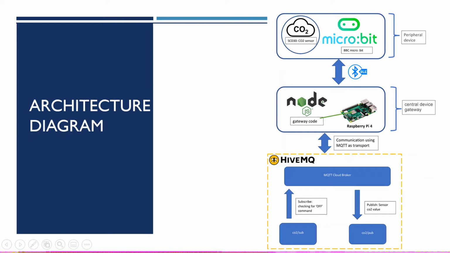Inside this MQTT broker, we're going to have two topics. One of the topics is going to be the CO2/publish topic, where we're going to publish the CO2 sensor values in hex. The other topic is the CO2/subscribe topic. This is where we are going to be checking for the off command to turn off the LED matrix.